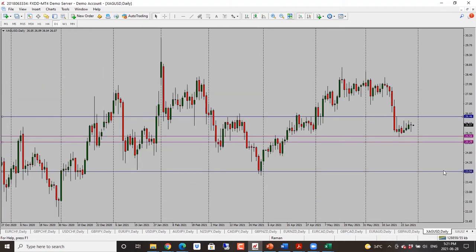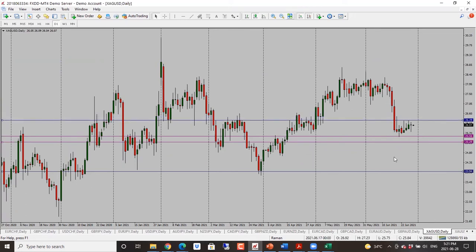Moving on to the commodities here, silver looking neutral right now. Price has just been trading sideways here. Today's candle close is completely neutral. In this case, I'm looking for maybe a potential retest and then a drop towards 25.50. So neutral bias here for silver.